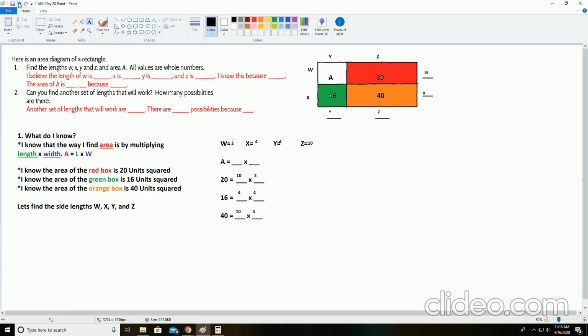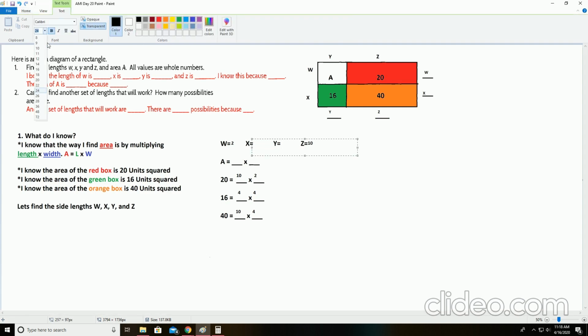Oh, tell you what, I'm going to erase that and do that one more time, because that one didn't show up very nicely, did it? I want to make my numbers a little bit larger too. There we go. That actually looks a little bit better. We said X and Y were 4, because 4 times 4 is 16.